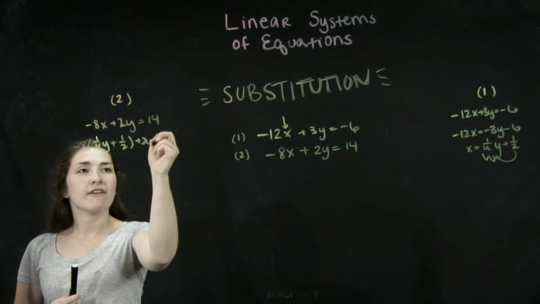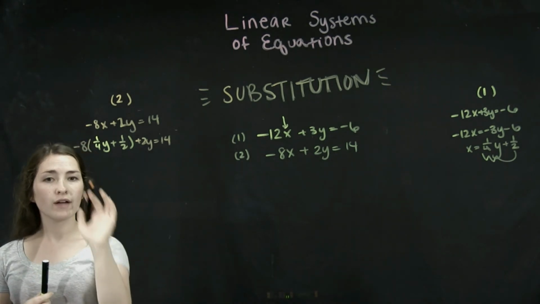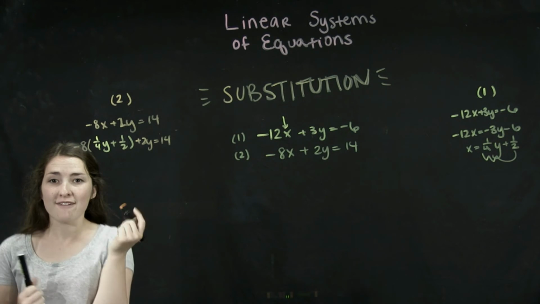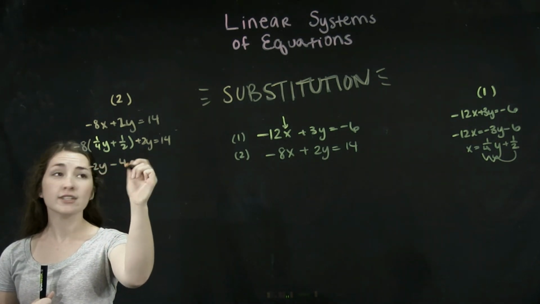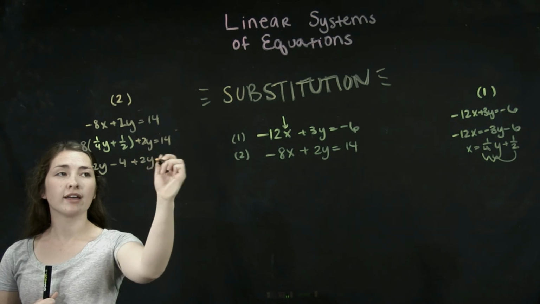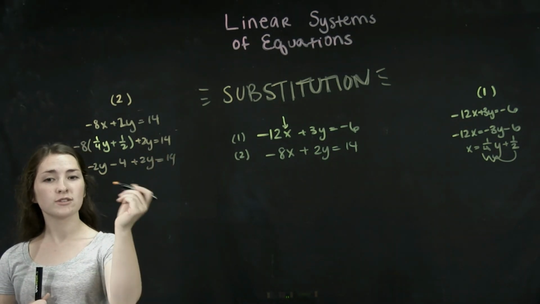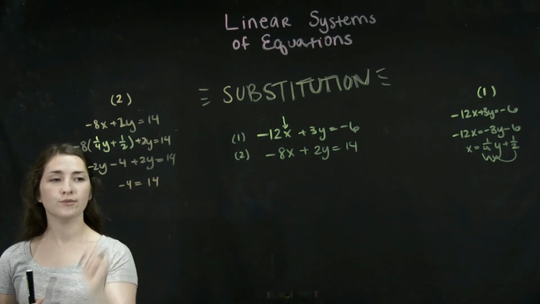Then we still have everything from our second equation. Now all we have to do is distribute our negative 8 and solve for y. So we have negative 2y minus 4 plus 2y equals 14. When we combine these two like terms, we're left with 0y. So we just have negative 4 equals 14.